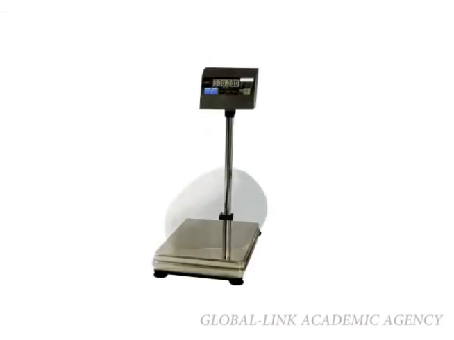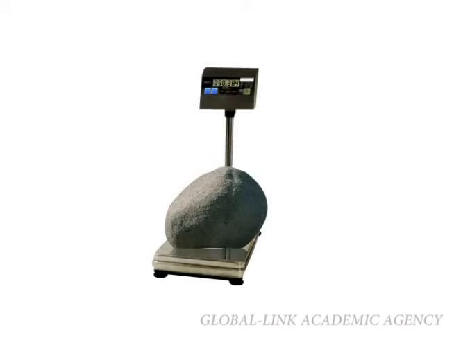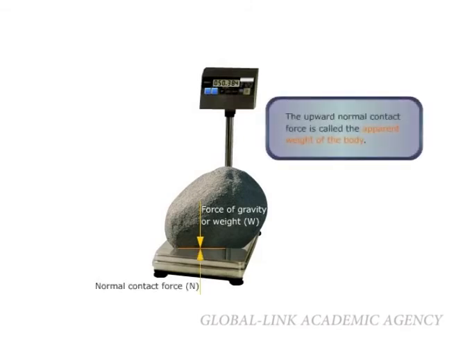When the body is placed on the weighing machine, the forces acting on the body are the force of gravity or its weight W acting vertically downwards, and the upward normal contact force N exerted by the platform on the body. It is this upward normal contact force exerted by any supporting surface which gives a feeling of weight. This normal contact force is called the apparent weight of the body. The value of this apparent weight N depends upon the state of motion of the body.